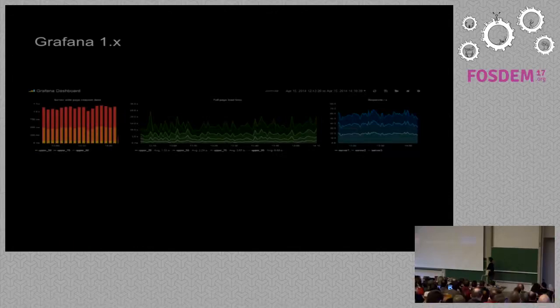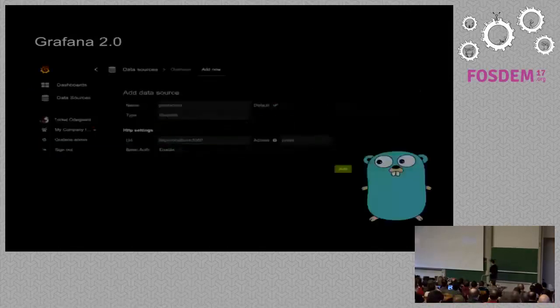Eventually, we got support for InfluxDB and OpenTSDB in Grafana 1.x, and we started having more panels. We got the single stat panel and, of course, the graph panel. Those were the main parts of 1.x. In 2.x, Grafana got its own backend, written in Go, of course, because that's what you do. You write stuff in Go.